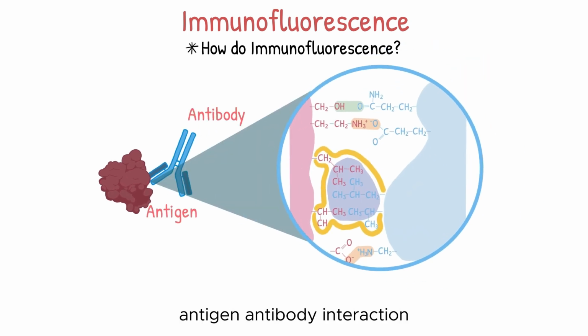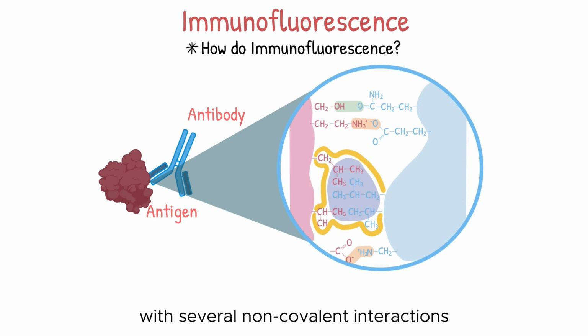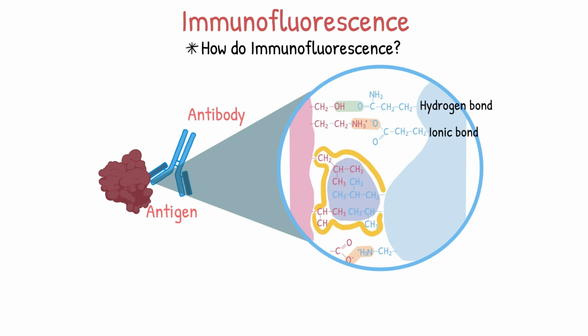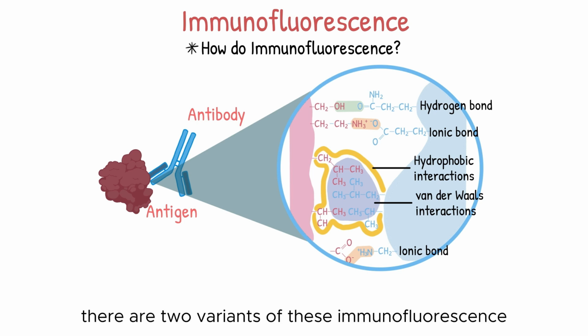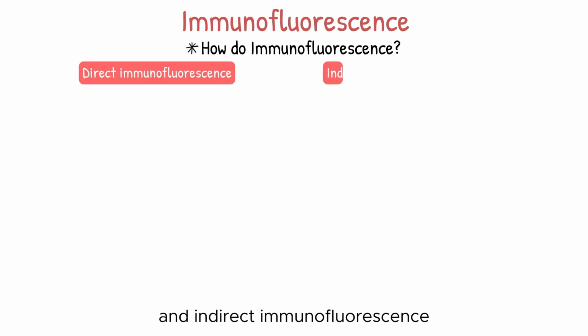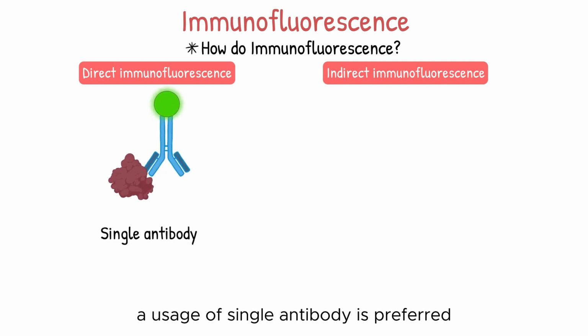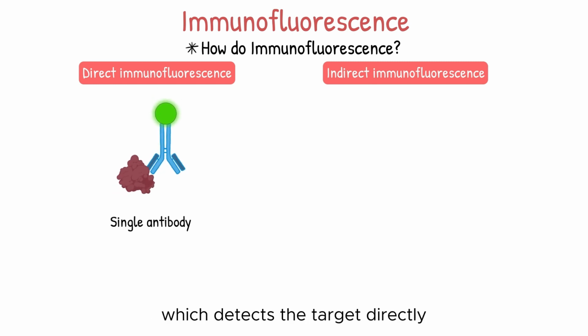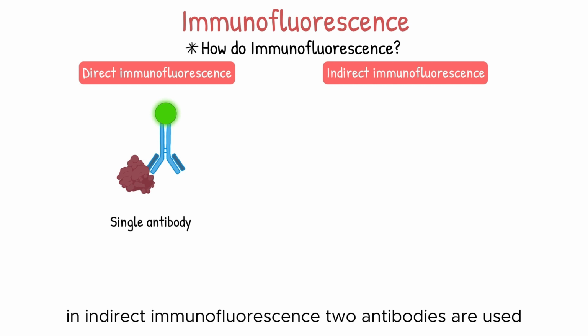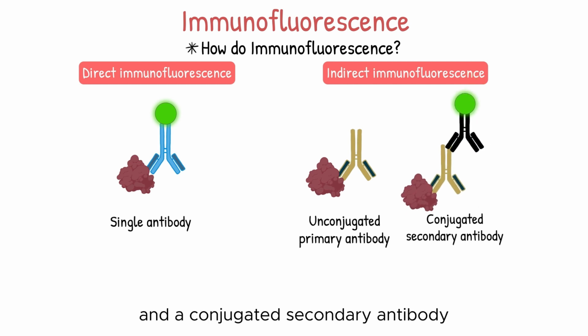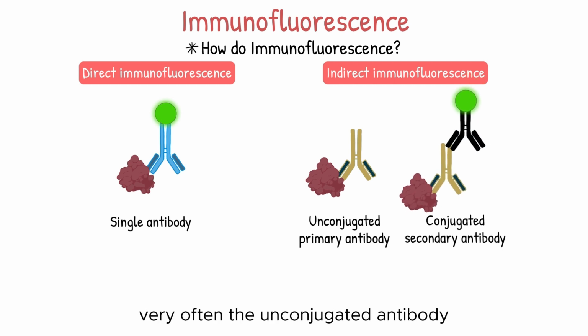Immunofluorescence is based on antigen-antibody interaction. Antigen binds with antibody with several non-covalent interactions like hydrogen bonds, ionic bonds, hydrophobic interactions, and so on. There are two variants of immunofluorescence: direct immunofluorescence and indirect immunofluorescence. For direct immunofluorescence, the use of a single antibody is preferred, which detects the target directly. In indirect immunofluorescence, two antibodies are used, one unconjugated primary antibody and a conjugated secondary antibody. Very often, the unconjugated antibody comes from patient samples.